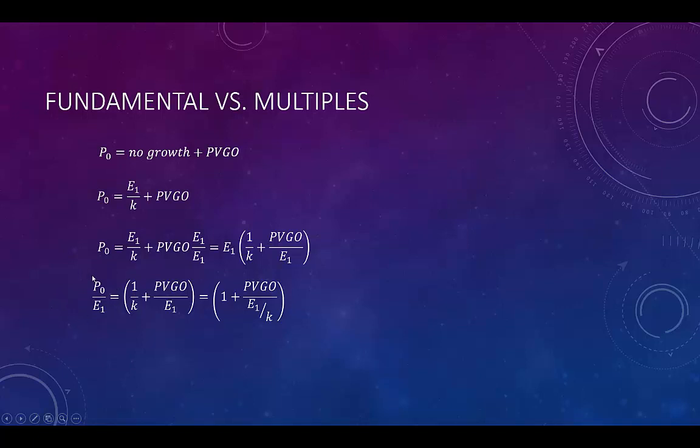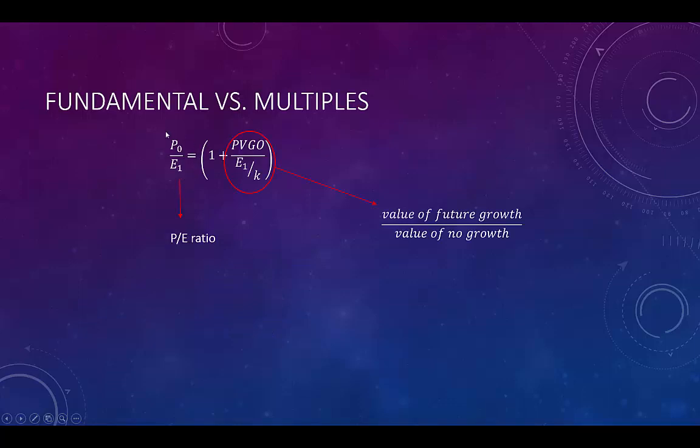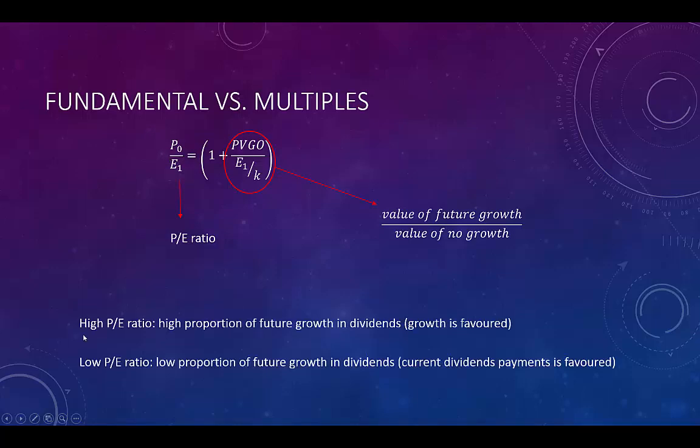We have just seen how it is possible to relate the PE ratio to fundamental valuation. Let's look a bit closer at the expression on the right-hand side. We see that the PE ratio is equal to 1 plus the ratio of present value of growth opportunities to the value of no growth. This tells us that the magnitude of the PE ratio is dependent on growth opportunities. The higher the growth opportunities, the higher the PE ratio. We can therefore expect that firms that focus on growth should have a higher PE ratio than more mature firms.